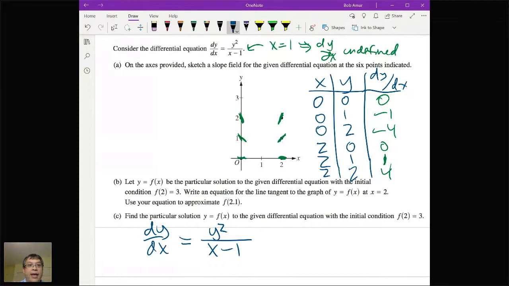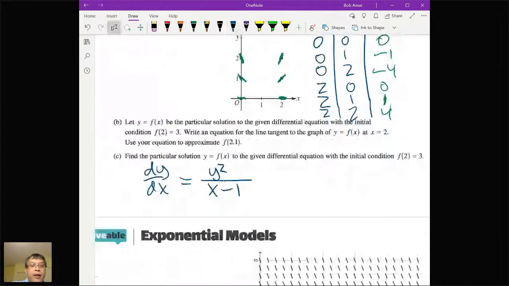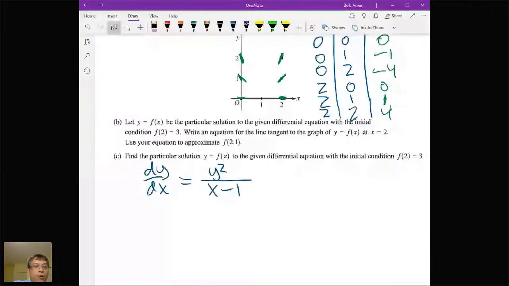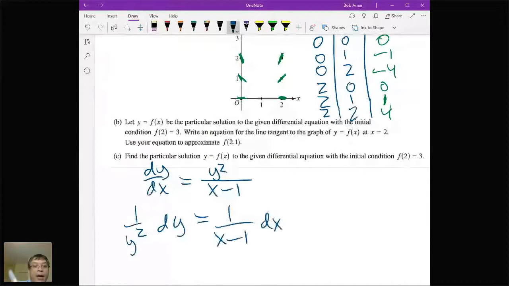All right, let's keep them separated. Okay, so let's do 1 over y squared dy equals 1 over x minus 1 dx. That went by in kind of a hurry, so let me fill in how I got all these different pieces. I'm doing that to clear out the y's on the right-hand side. Then 1 over y squared dy equals 1 over x minus 1 dx.